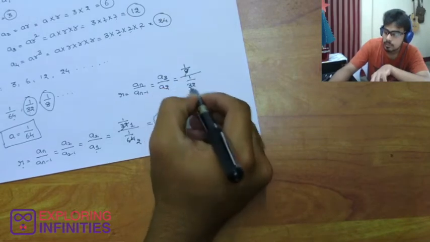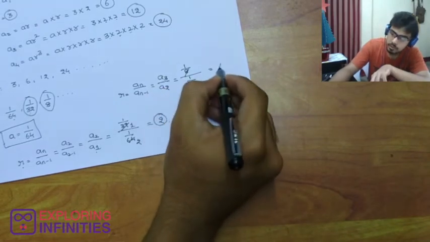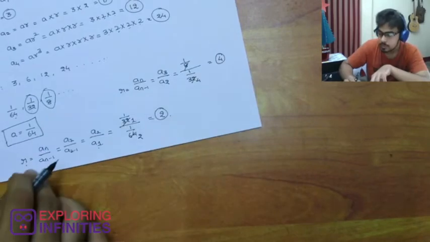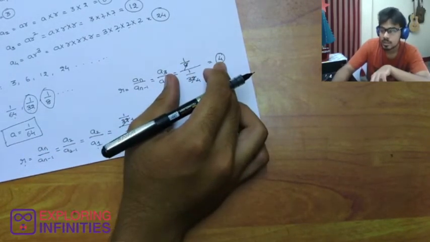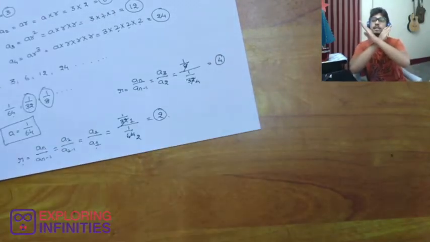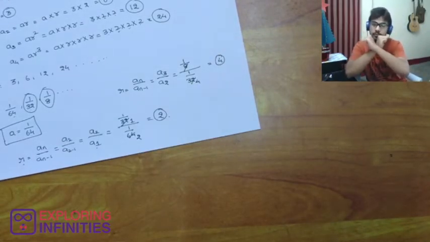8 ones are 8, fours are... It is equal to 4. Oh, for the first two terms the ratio is 2, but for the next two terms the ratio is 4. Therefore, this is not a geometric progression.